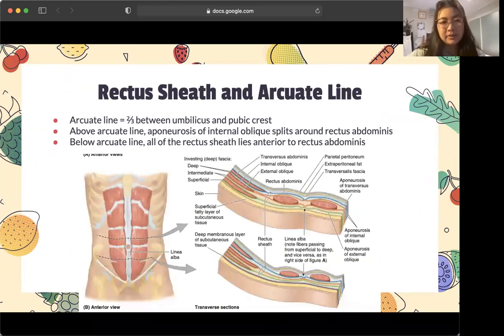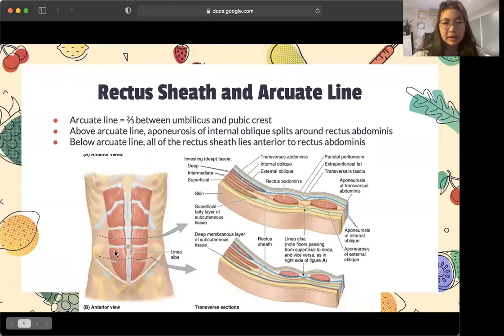Really important for us to understand though is the idea of the rectus sheath and the arcuate line. As you can see here, the rectus sheath comprises 3 different layers: the aponeurosis of external oblique, aponeurosis of internal oblique, and aponeurosis of transversus abdominis. The arcuate line is taken, sorry, it's not arbitrary, but sometimes it can feel like that, if you measure 2/3 of the way between the umbilicus and the pubic crest. So it's 2/3 of the way from the top and 1/3 of the way from the bottom, if you want to think about it that way.